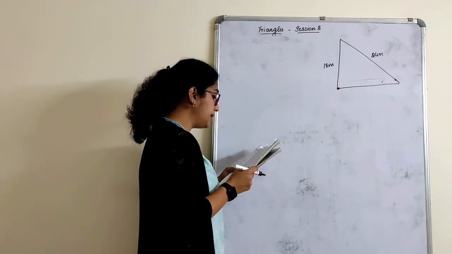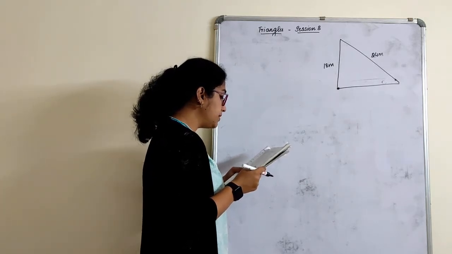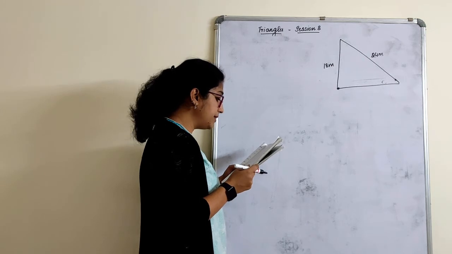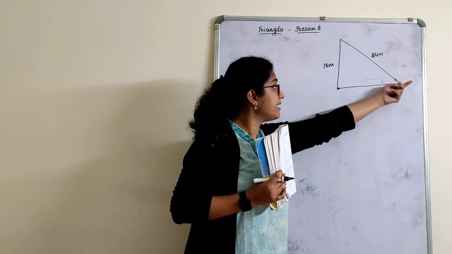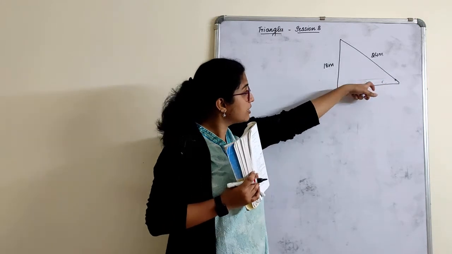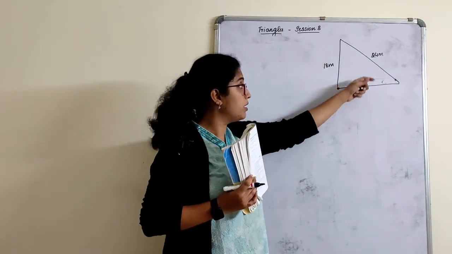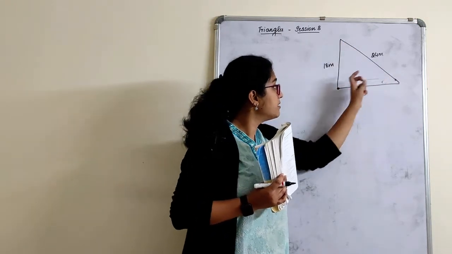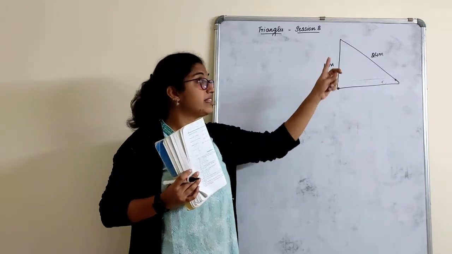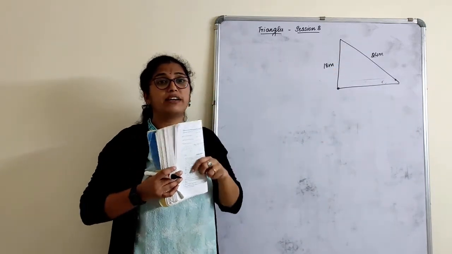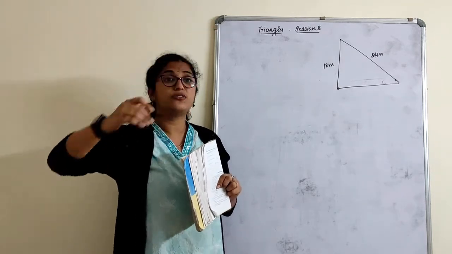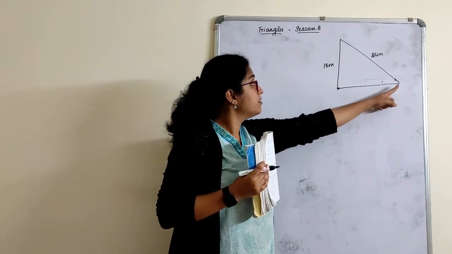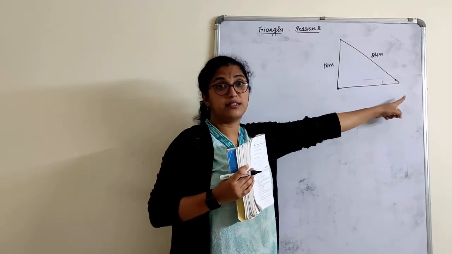How far from the base of the pole should the stake be driven so that the wire will be taut? So that means I have to pull it straight and stick it to a pole. I mean I have to draw this wire and it has to be attached in such a way that there should be no bend, the wire should not sag. It should be in a straight line. So what distance do I have to fix this?